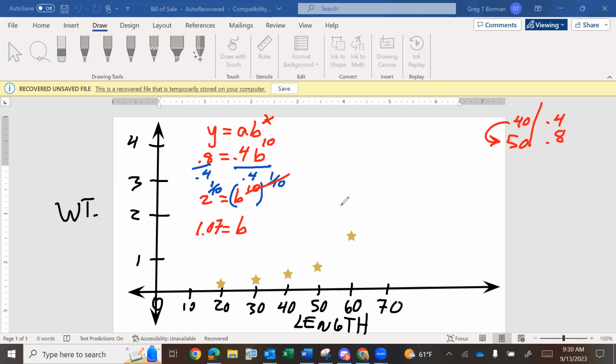So this guy right here, that's going to be our growth factor, 1.07. And what that means is, every 1 centimeter increase of size on these fish, the weight ends up being 107% of what it was. In other words, a 7% increase. So that's what this guy here means. It means you've got a 7% increase for each single centimeter.